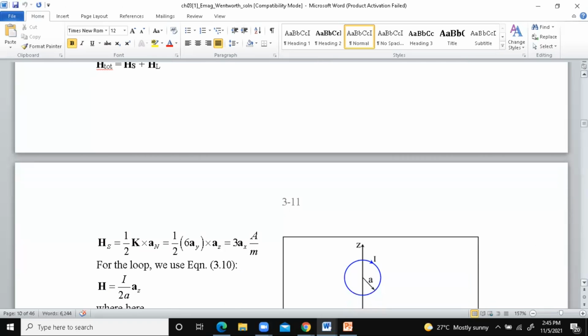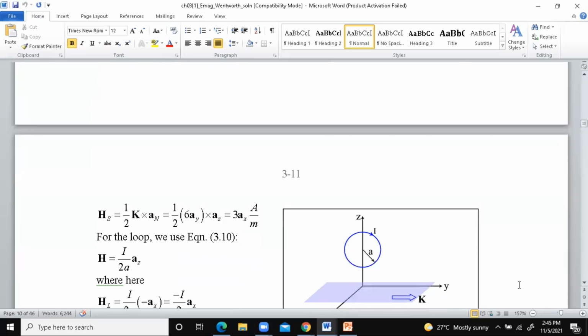And then for HL, this is your I, the current. This is your H for a loop. For the loop, this is your H.